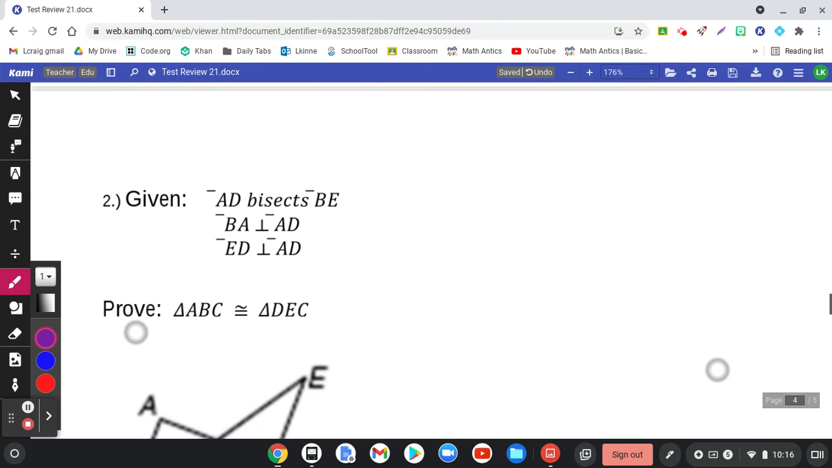Okay, 2 more proofs. We already did the one on the last page. Gonna get my statements and reasons set up.